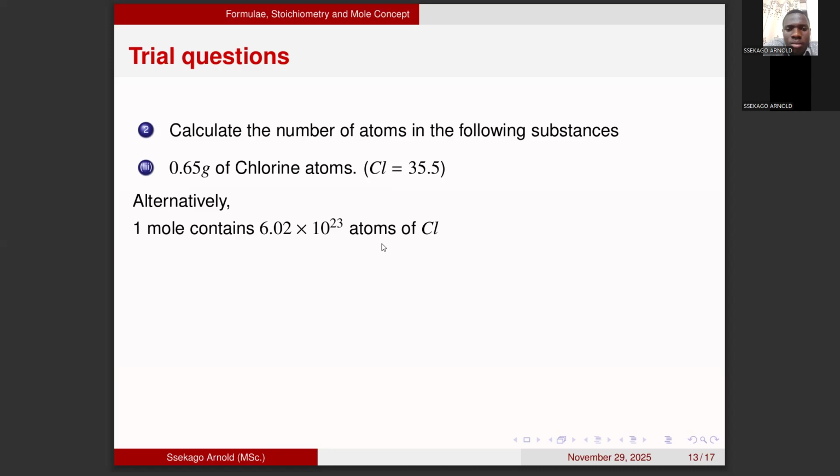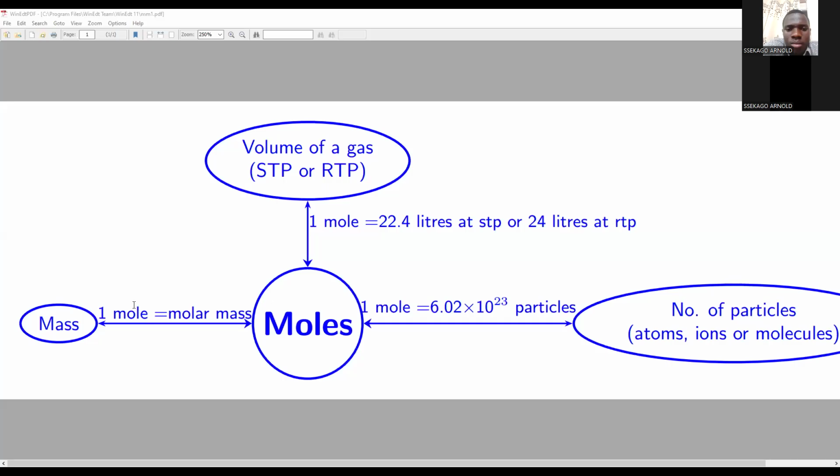However, the mind map also says, let me share it again here, that 1 mole is equal to molar mass. If you have 1 mole, 1 mole is the same as molar mass. So why am I relating moles to mass? I am relating moles to mass because in the item I have mass.